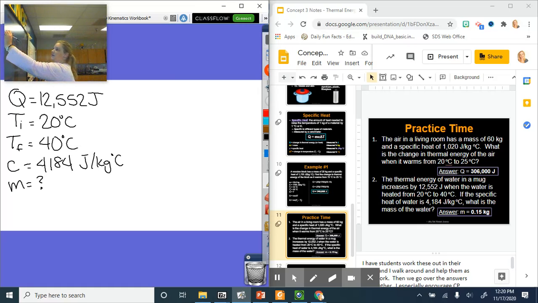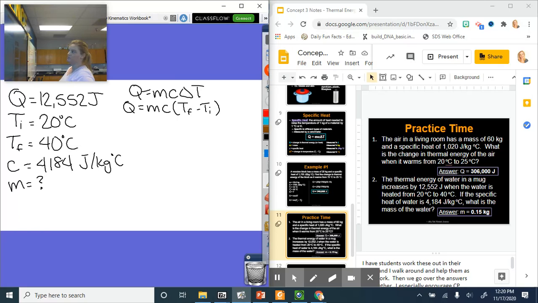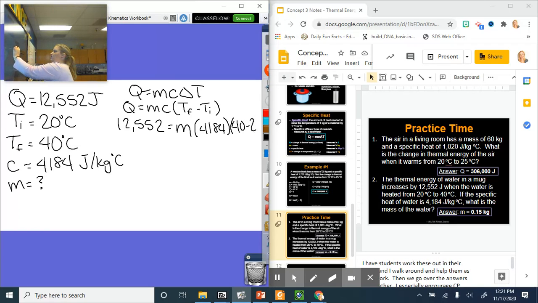Okay, so I'm going to write out the equation. Q equals MC delta T. I'm going to put in my final minus initial temperature. And then I'm going to go ahead and plug my numbers in. So 12,552 equals M, because I don't know what that is, times 4,184 times 40 minus 20.